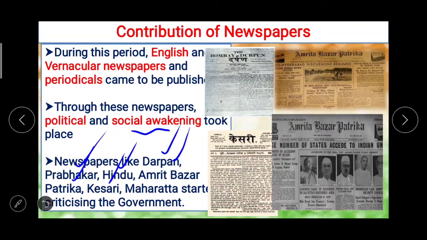और न्यूज़पेपर में किसी एक न्यूज़ को पढ़ने के बाद, किसी एक पॉलिटिकल घटना को पढ़ने के बाद लोगों का माइंड सेट उस तरह से बन जाता था कि ये जो गवर्नमेंट है, it is for the exploitation.